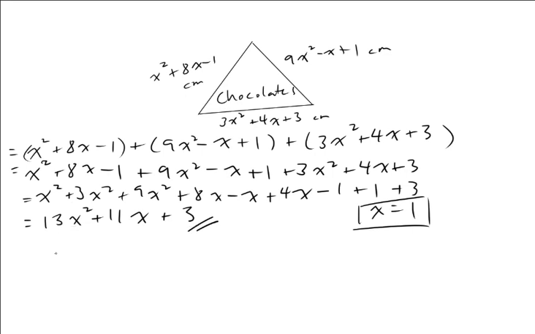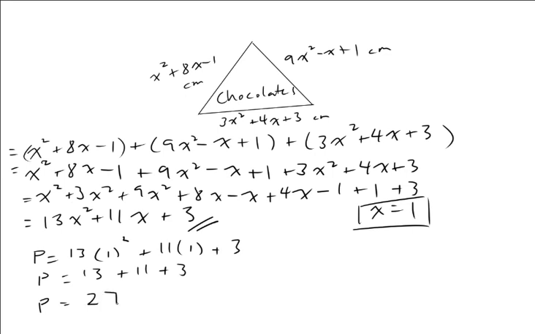Okay, so if we do plug it into the general formula, we will get, so perimeter is equal to 13 times 1 squared plus 11 times 1 plus 3, which should give us 13 plus 11 plus 3. That means that the perimeter is 13 plus 11, that gives us 24, plus 3, make that 27. And always remember units, so it's 27 centimeters. That is our perimeter if x is equal to 1.